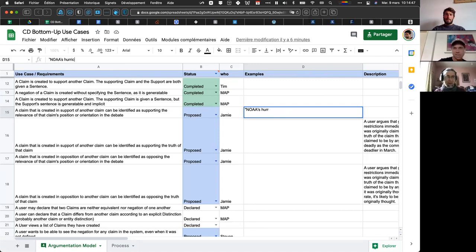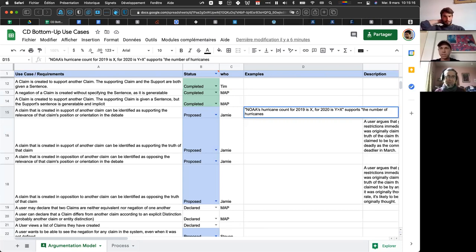NOAA's hurricane count for 2019 is X, for 2020 is Y, greater than X. You suppose those are, but we already need sort of a modeling language for examples, right? Okay, you're doing it that way. Supports the number of, okay. Oh no. Oh, that's fine. That works.